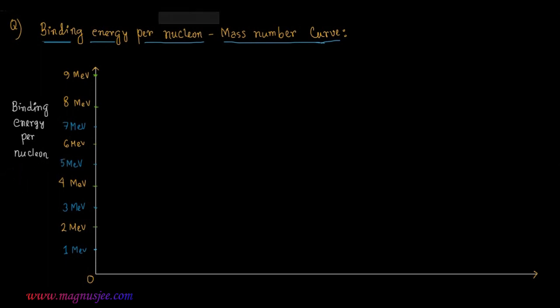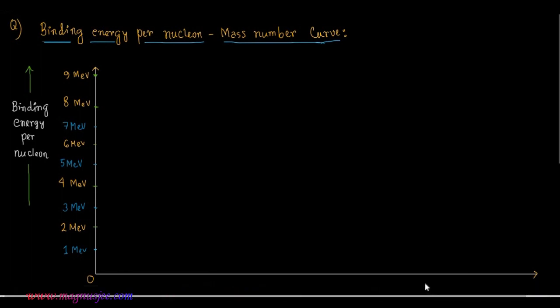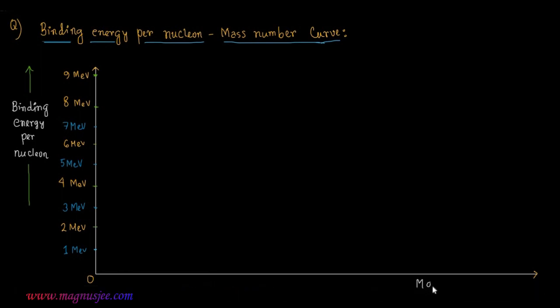We are plotting the binding energy per nucleon of an element along this vertical axis, and we have denoted the different values of binding energy from 0 mega electron volt to 9 mega electron volt. The mass number of the element, that is capital A, is plotted along the horizontal axis.